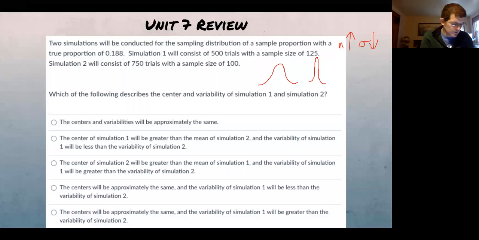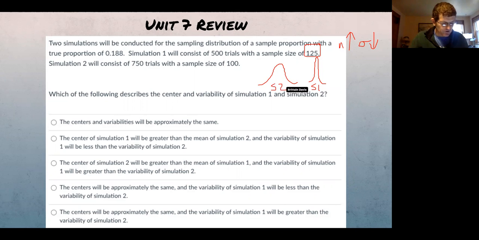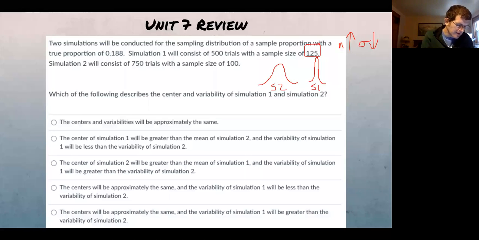Because simulation 1 has a bigger sample size, I'm going to show this as being simulation 1 and simulation 2. Now, it's not that extreme of a difference, and you guys probably realize that, but it's just to help illustrate. These are both going to be sufficiently big to be unbiased estimators of the true mean. So the means for these should not be any different. Both are going to center around the true population proportion. So the center will be the same.